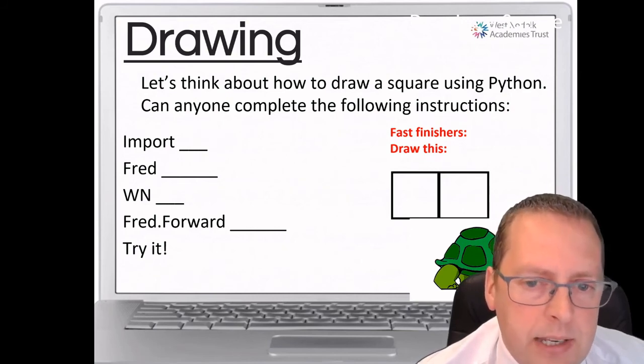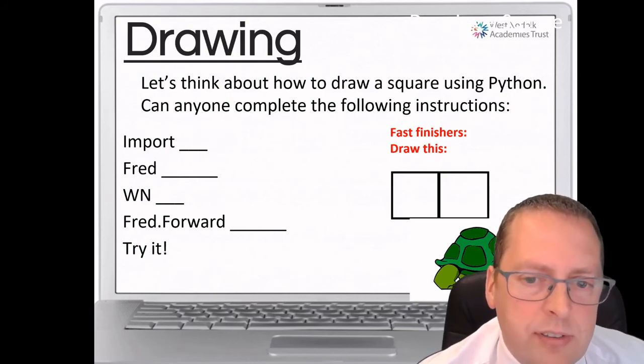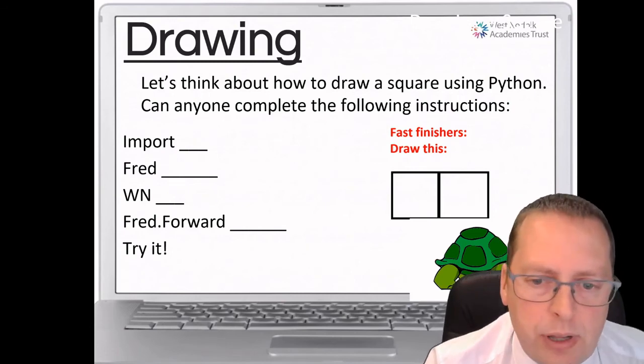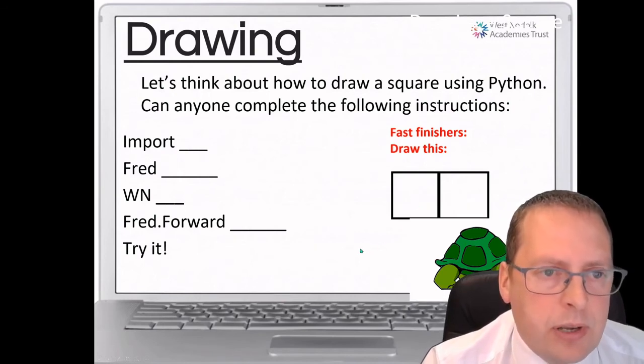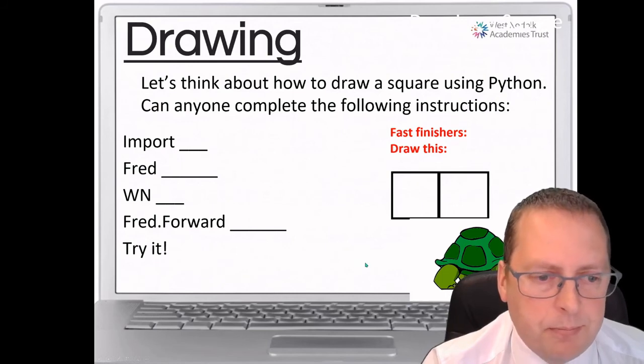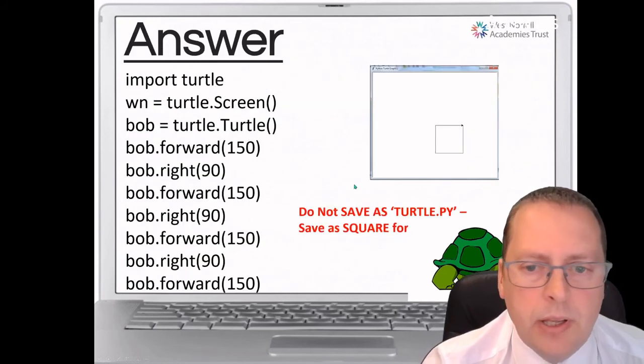And if you've completed that, the fast finishers amongst you might be able to try and draw this double square. Okay, a square after another square. So you pause the video and try to complete your first drawing in Python.